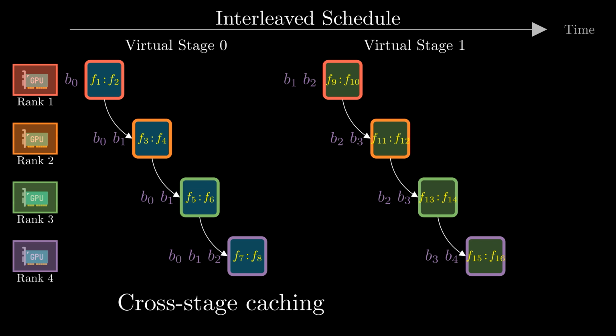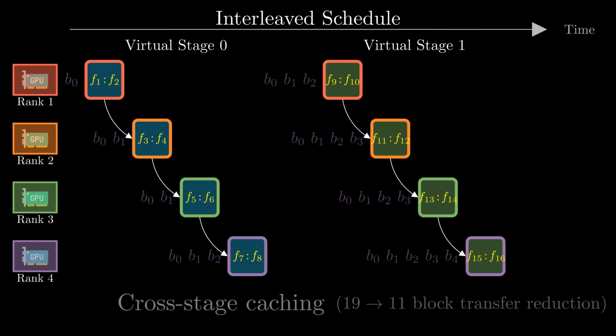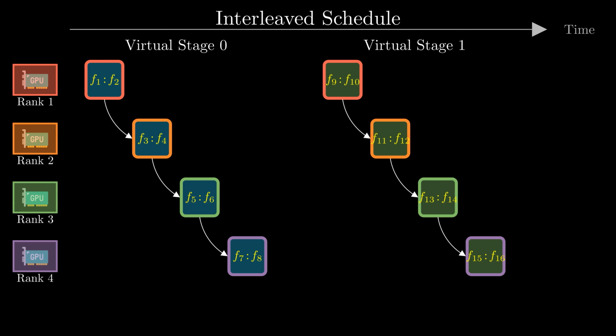In our example, we reduce the number of block summary transfers across GPU boundaries from 19 to 11. A 42% reduction in cross-GPU communication overhead. By increasing the number of virtual stages, we can further reduce communication overhead. This is great. But how about inference?